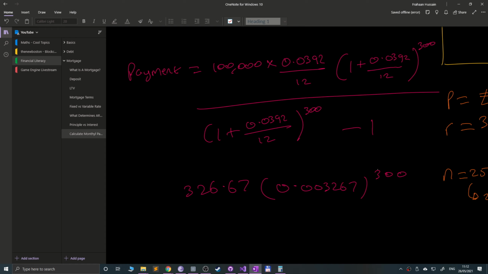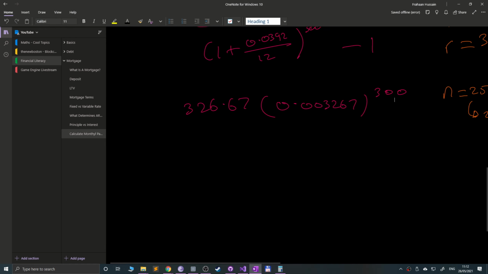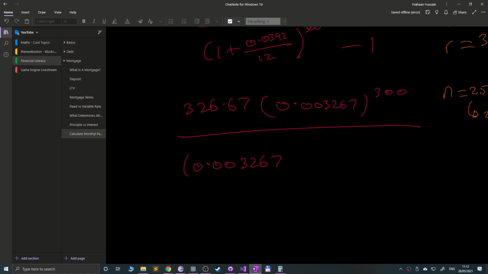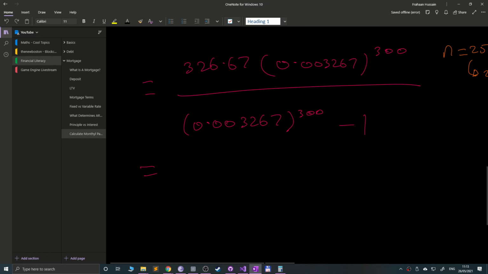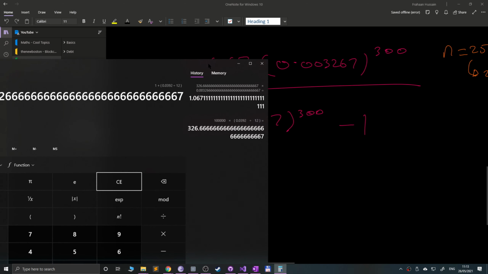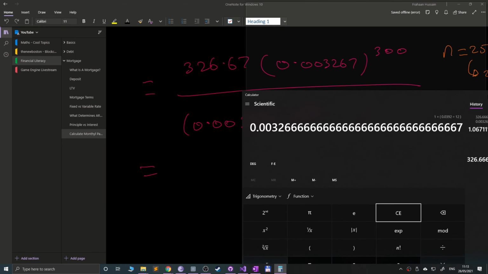Okie dokie, and now we just need to do the same thing at the bottom as well. We already know the calculation for this, so it's 1.003267 to the power of 300 minus 1. And now we can basically just put this into a calculator and fully work this out. We've got the equals there. So now we're going to come to something momentous. So it is, I'll just snap it.